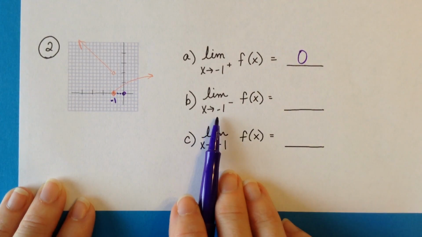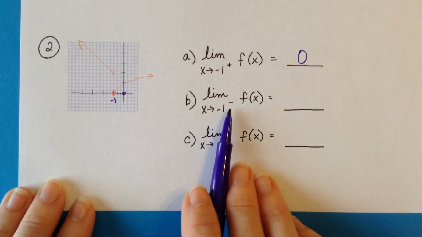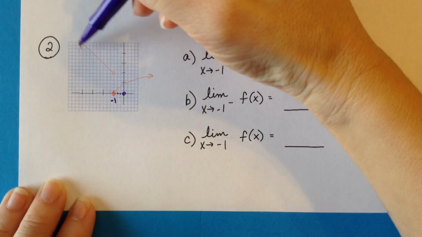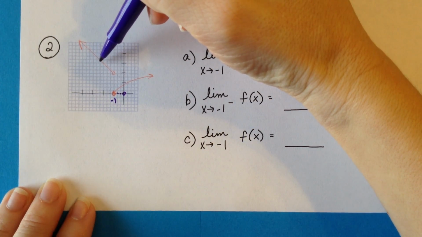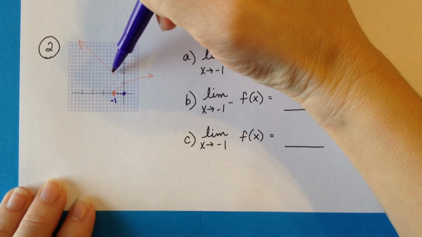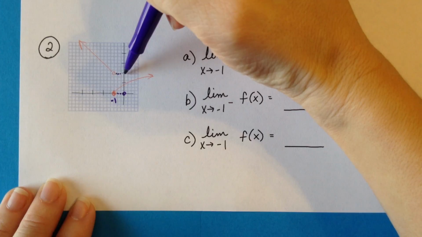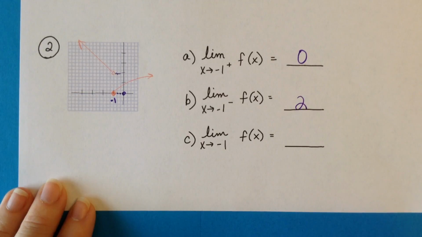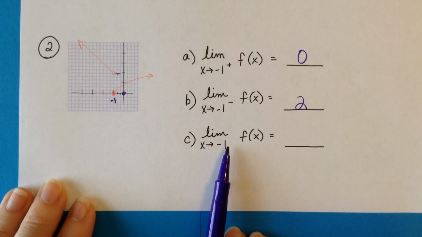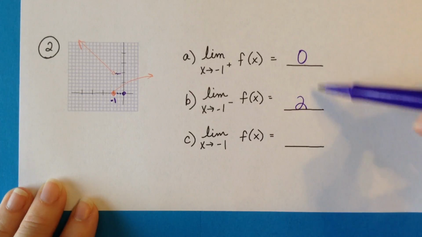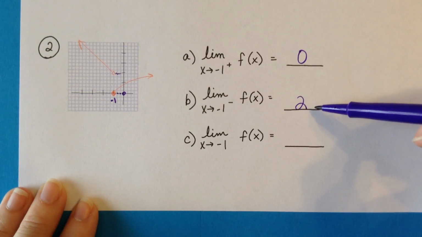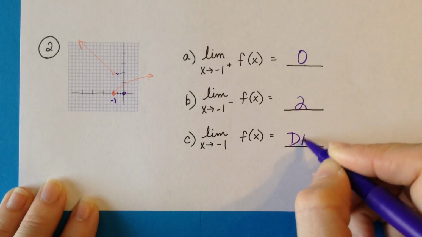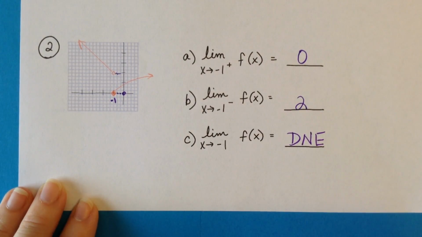Now I've got to approach x equals -1 from the left. So I've got to come in on this side of the -1, which approaches this open circle, whose y value is over here at +2. So the limit from the right was 0, the limit from the left was 2. Now this one's asking about the two-sided limit. Again, in order for the two-sided limit to exist, these two have to be the same. Since the limit from the left and the right are not equal to each other, that indicates that this two-sided limit does not exist.